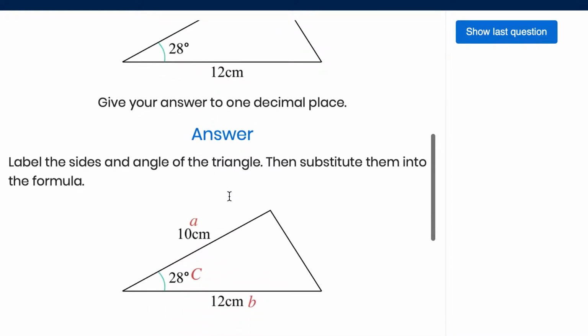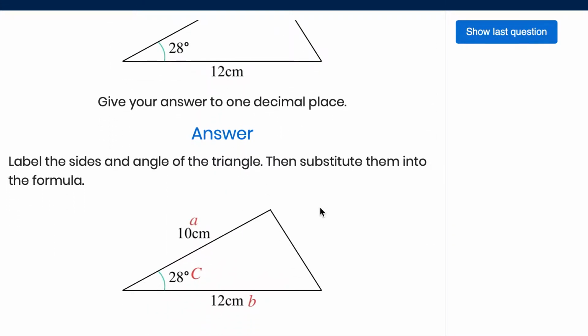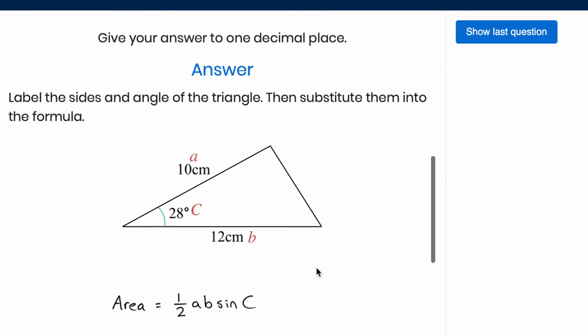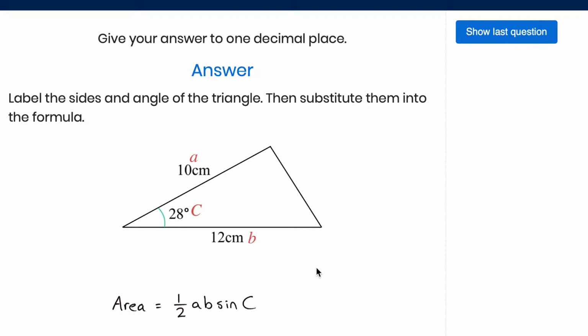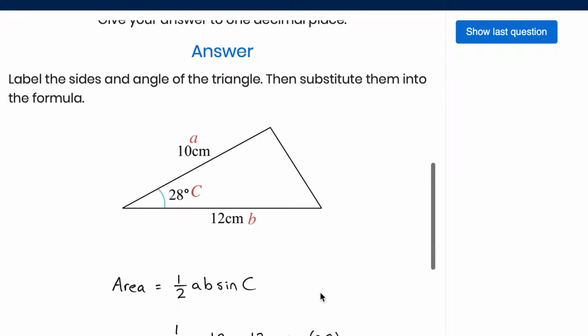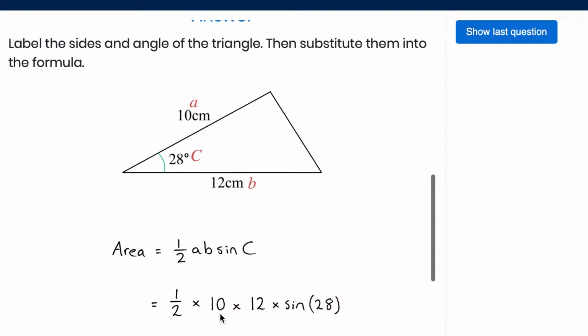First thing to do is label the sides and angle and then substitute them into the area formula. Note that it doesn't matter which side you label A and which side you label B. All that matters is that they are each side of the angle. Okay, so when showing your working, it helps to write down the area formula because it makes you more likely to remember it. And so area equals half AB sine C becomes half times 10, which is A, times 12, which is B, times sine of the angle C, which is 28.